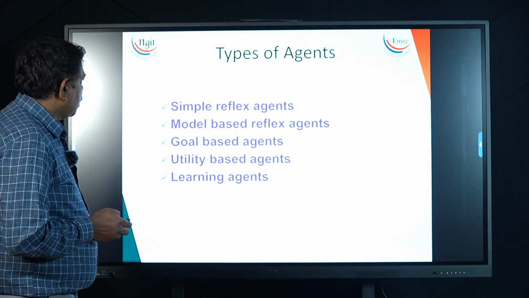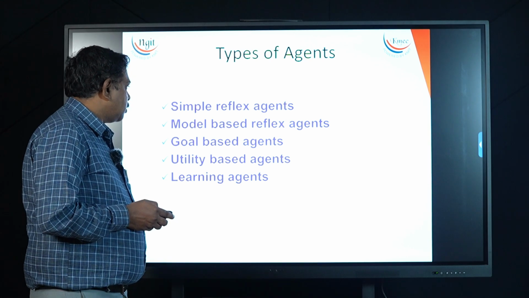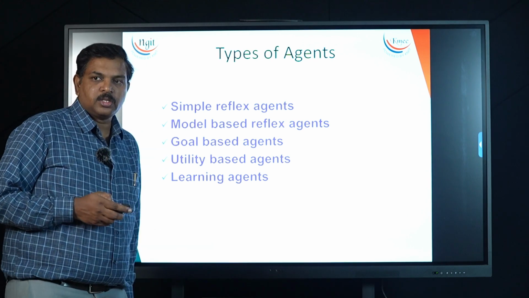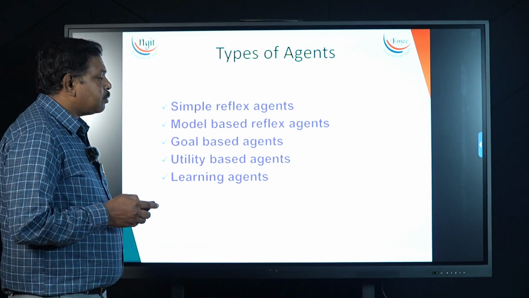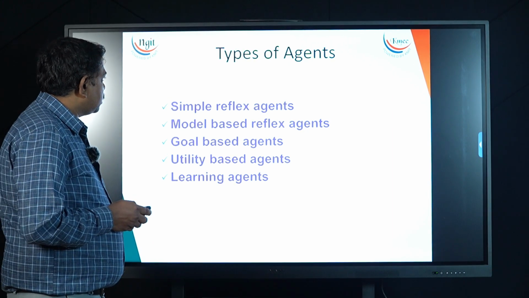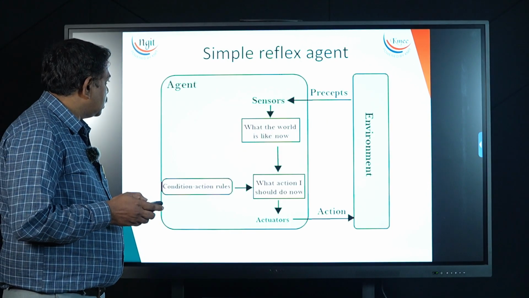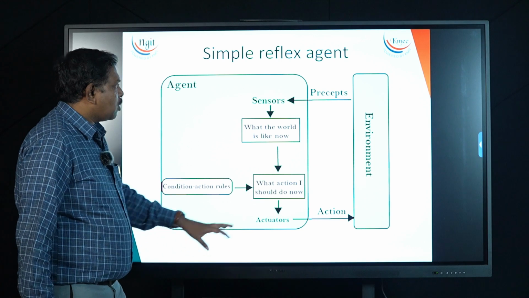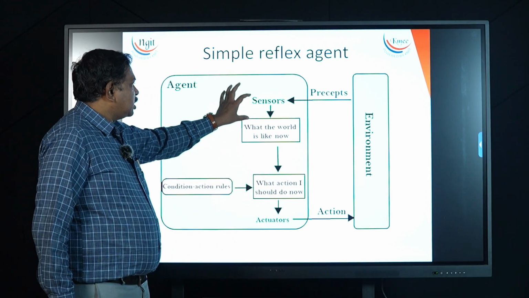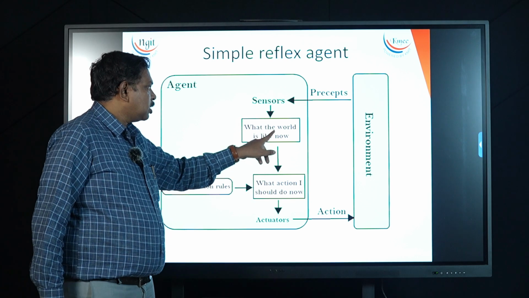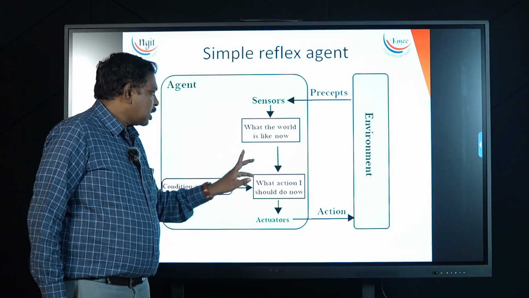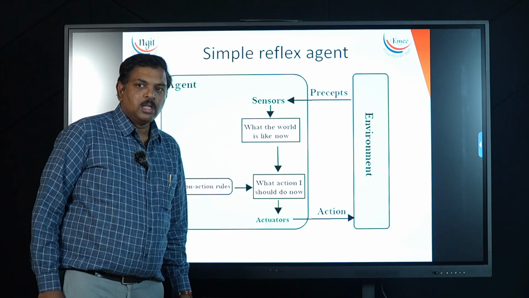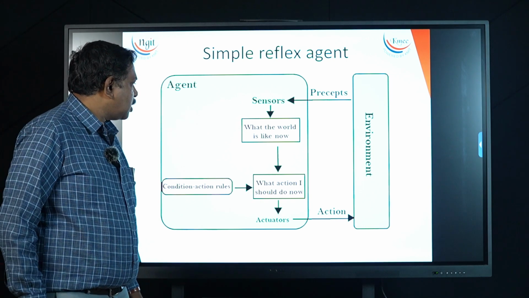Types of agents. First agent, simple reflex agents. Previously I talked about types and natures of environments. Here I am talking about types of agents, which means what kind of agent we are developing. Suppose a simple reflex agent: the environment is there, and the agent's sensors perceive what the world is like now. So what action should I do? Condition-action rules are applied, and actuators perform the action. So by perceiving the environment, it performs the action.